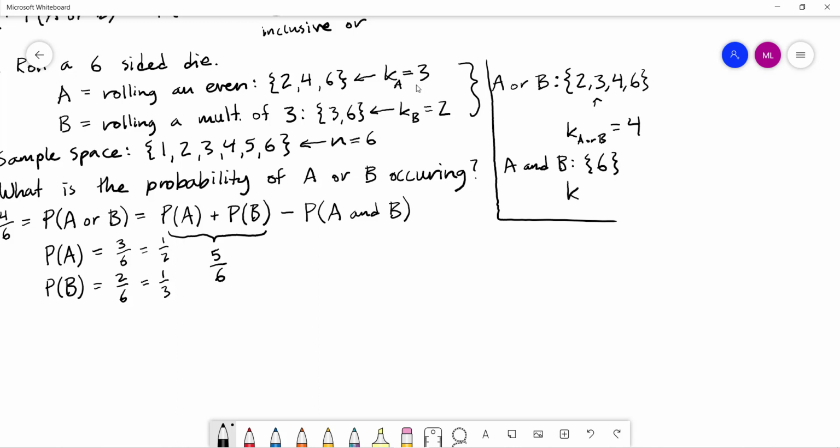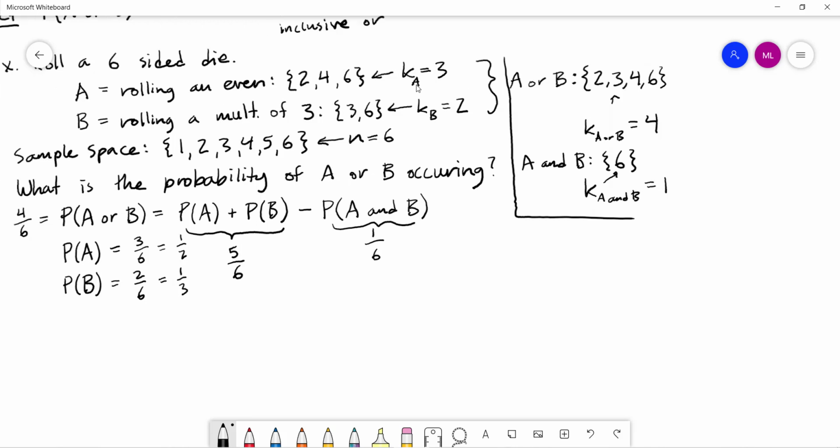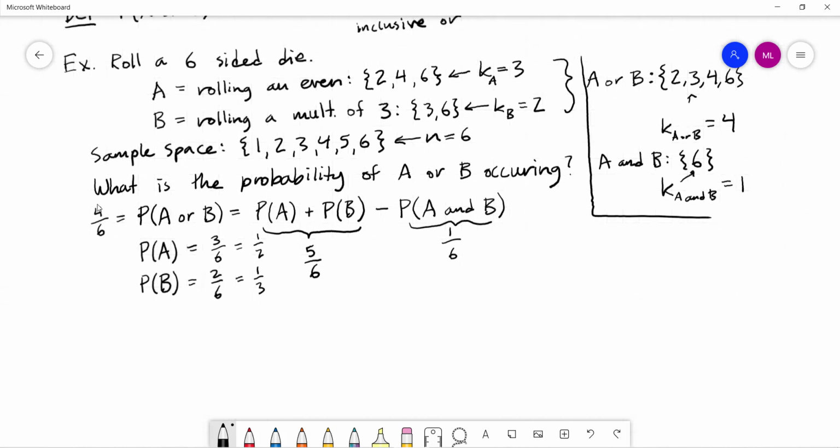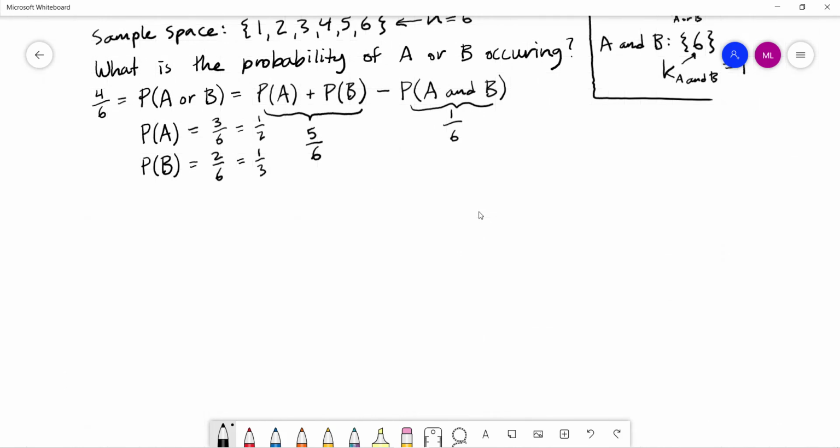So what is its K value of A and B? There is one thing that shows up in that list. And so we would subtract off 1 out of the 6 possible values. And that would give us the correct number that we're looking for, which is 4/6. So this formula that I've got written right here turns out to be what we call the general addition rule.